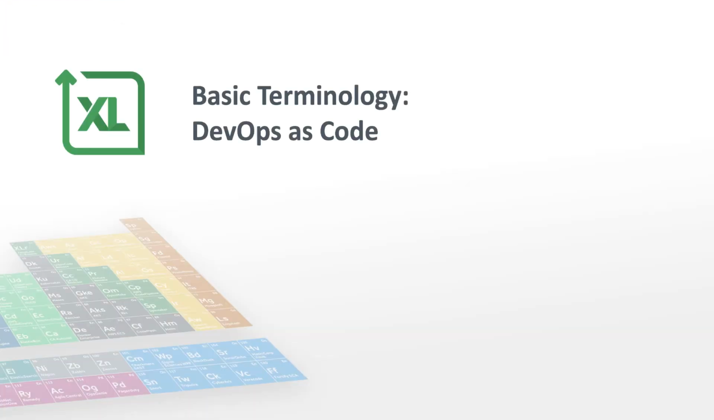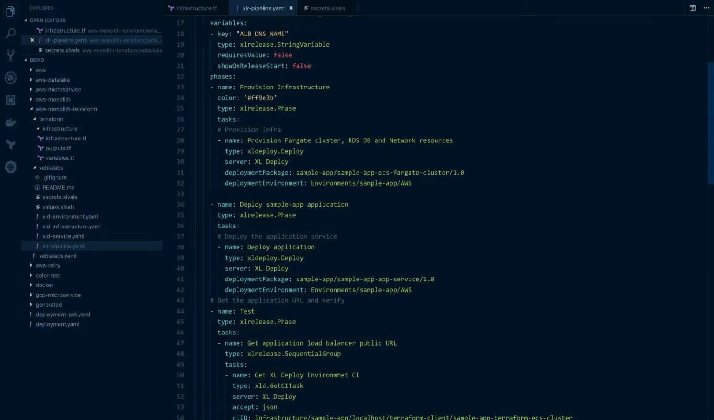DevOps as Code is XebiaLabs' approach to allowing DevOps teams to define deployment packages, infrastructure, environments, release templates, dashboards, and more in declarative YAML files that they can store in source control alongside their application code. DevOps as Code ensures that both technical and business stakeholders can work in their preferred way, whether that means writing code or using the GUI.